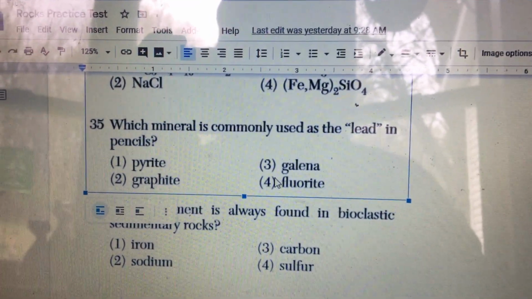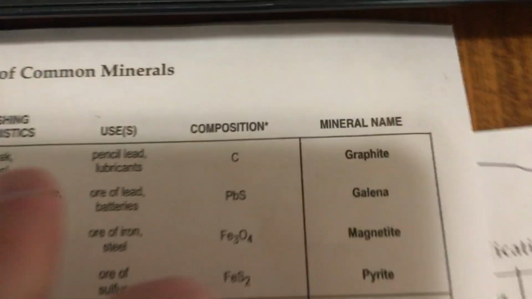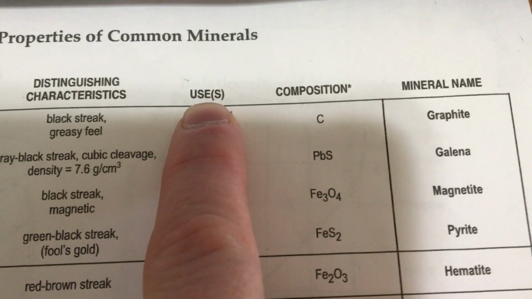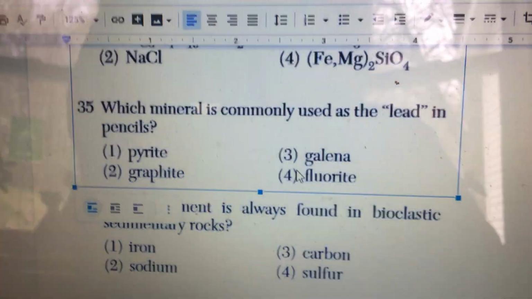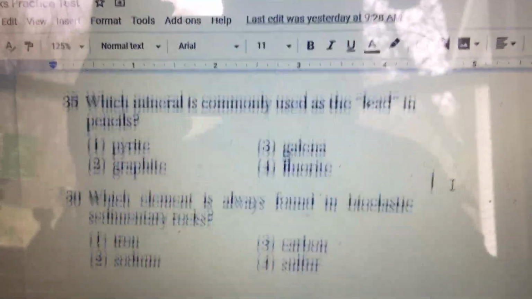What mineral is commonly used as the quote-unquote lead in pencils? I don't know if you did this a lot in the lab, but our minerals chart has uses. And there it is right there, the first one, pencil lead, graphite. I'll save time and not look at all the other ones, but that's definitely the answer. A lot of people already know that too.